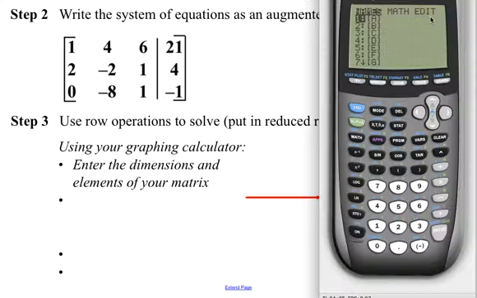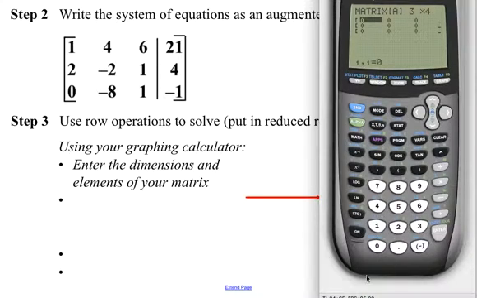A. So you got to scroll over to where it says edit, so move over 2 to the right into the edit and then hit enter. We're going to edit matrix A. So the matrix we're putting in is right here. This is a 3 row by 4 column. So it's 3 by 4.